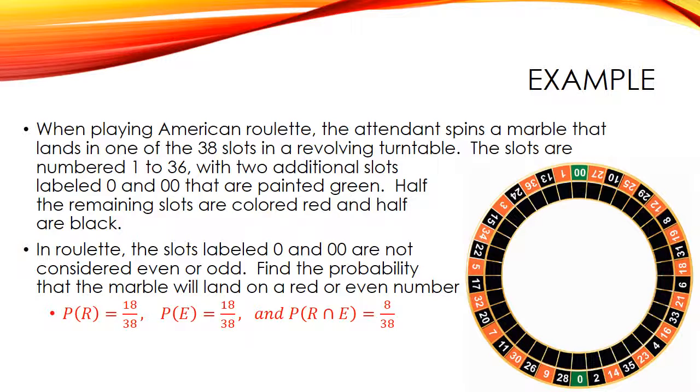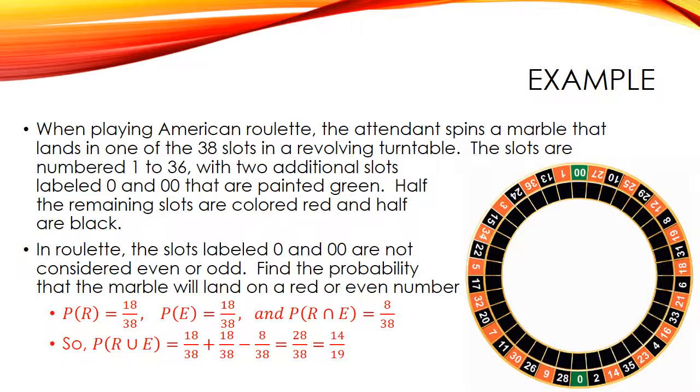Okay, the probability of red is 18 out of 38. They're numbers 1 through 36. Half of those are colored red, so 18 is half of 36. The probability of an even number is also 18 out of 38. And then the probability of the intersection is 8 out of 38. Now, if you're wondering how we figured that out, you've got a diagram of the roulette wheel there on the page, and you just need to count how many of the reds are also even. And there are 8 of them.